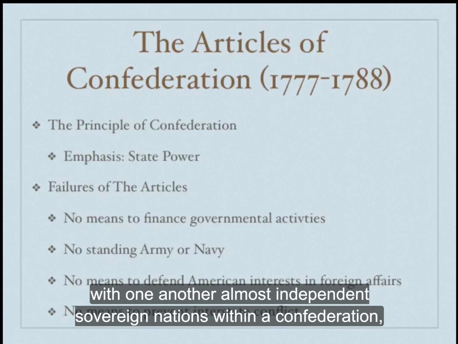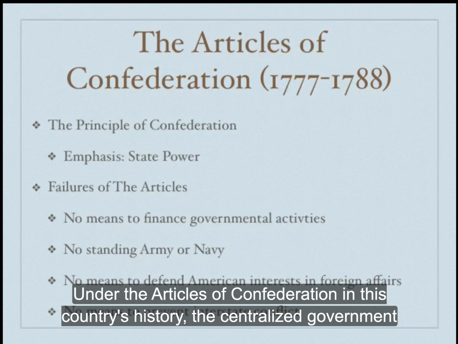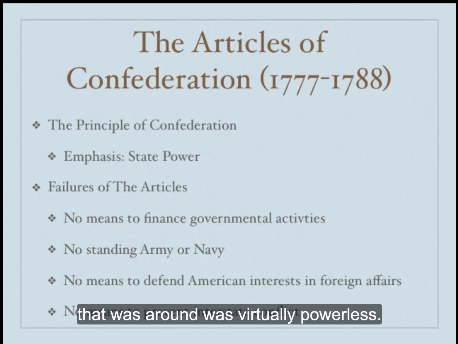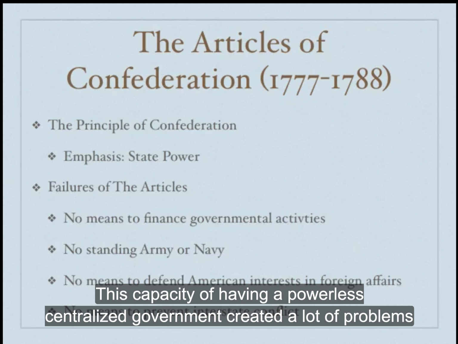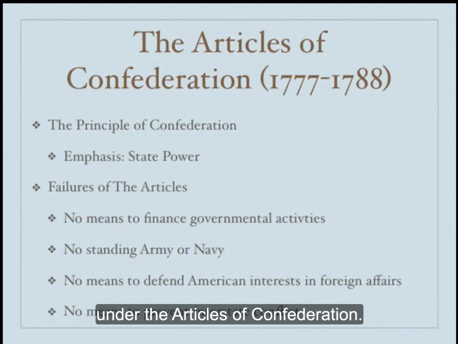Almost independent sovereign nations within a confederation, which is really a loose association of these powers that exist at the state level. Under the Articles of Confederation in this country's history, the centralized government that was around was virtually powerless. This capacity of having a powerless centralized government created a lot of problems for the first decade of this country's founding, the decade which was supposed to be governed under the Articles of Confederation.